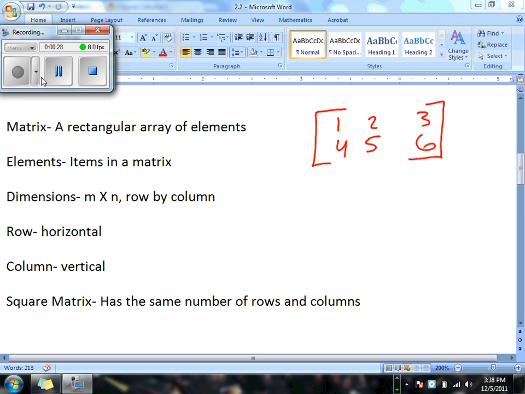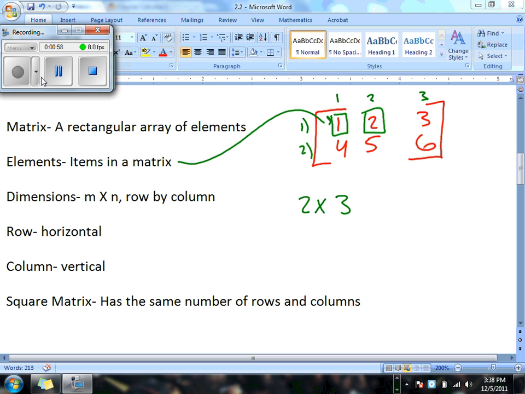Each of these is a separate element of the matrix. So this is one element, two elements. It has 6 elements in there. Each one of those separate guys is an element of that matrix. Now the dimensions, we say, are row by column. So this matrix right here has 1 row, 2 rows. So it's a 2 by 3 column. It has 1 column, 2 columns, and 3 columns. So it's a 2 by 3 matrix.